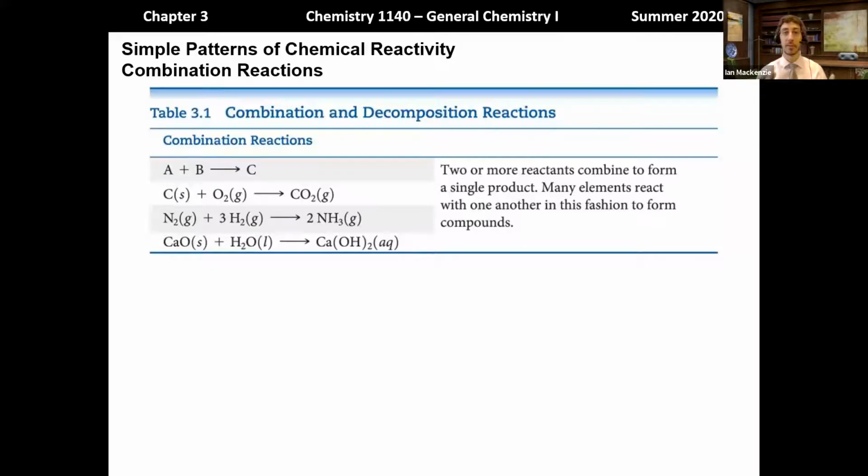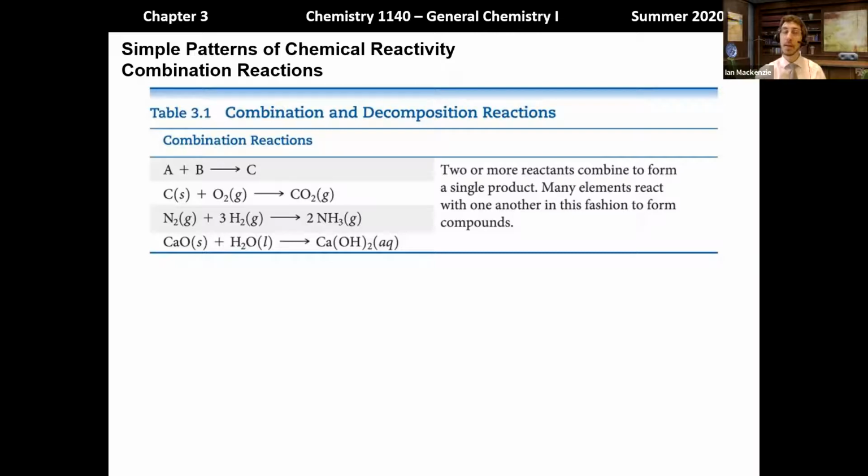It's fairly simple. It's exactly as it sounds. We have two or more reactants, and they combine together to form a single product. And a few examples are shown here. We've got a generic example, but then, for example, solid carbon reacting with oxygen to form CO2, or the Haber-Bosch process we mentioned earlier, where we have nitrogen gas and hydrogen gas reacting together to form ammonia. Those are both examples of combination reactions.